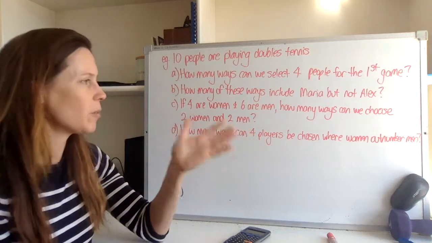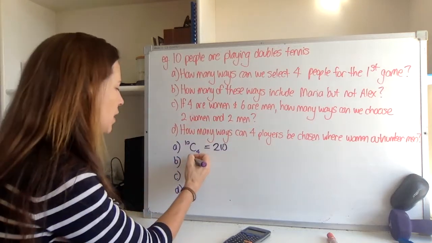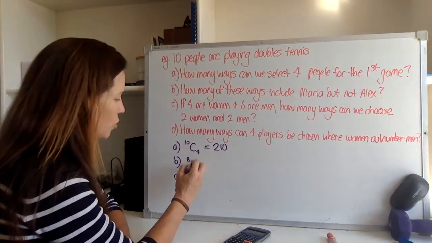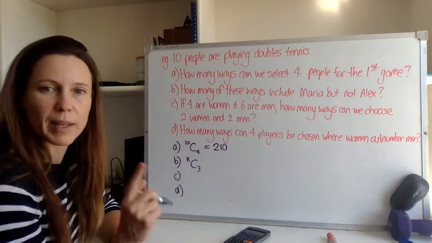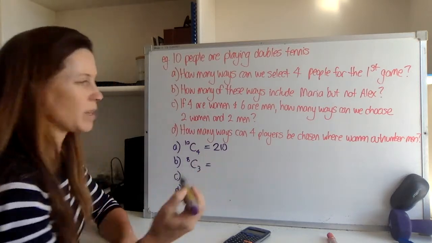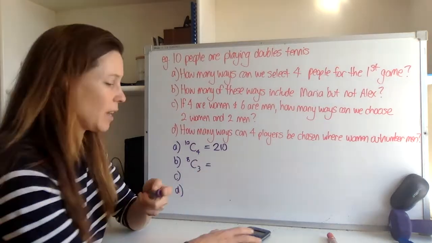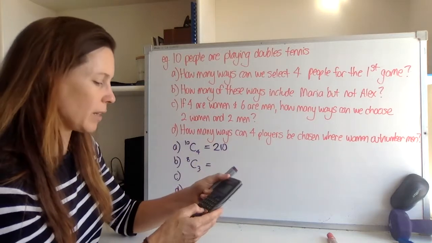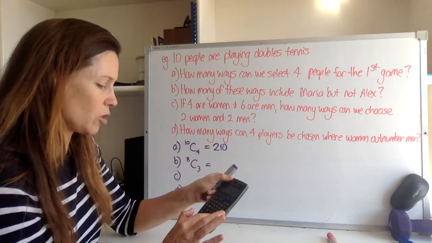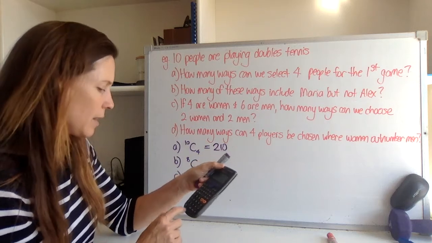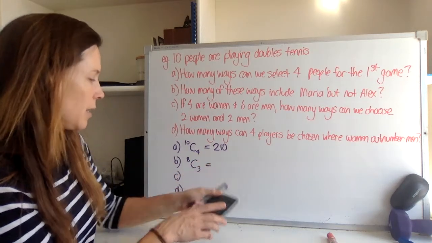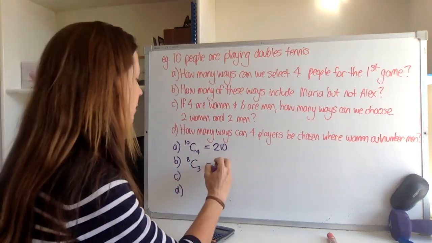And that word choose is important. We've got 8 people and we have to choose 3 of them to play with Maria. That will literally be the number of combinations we can make that have Maria in them but don't have Alex. So 8, shift divide to put that C in there, 8 choose 3, that gives me 56 ways that can happen.